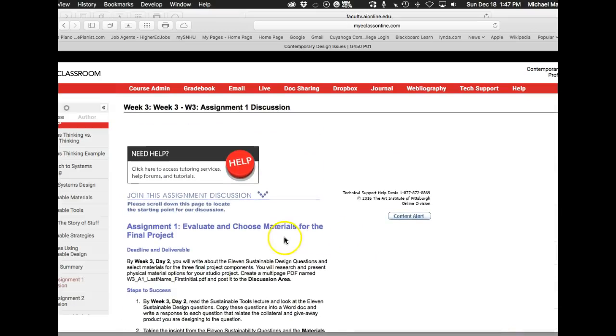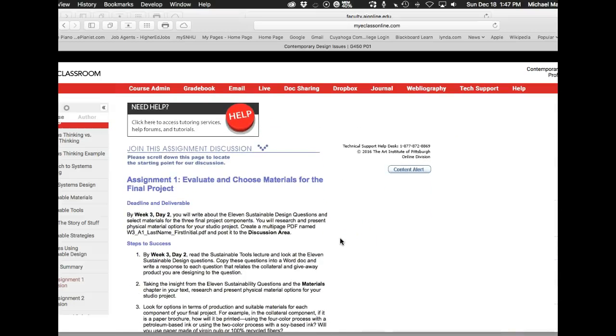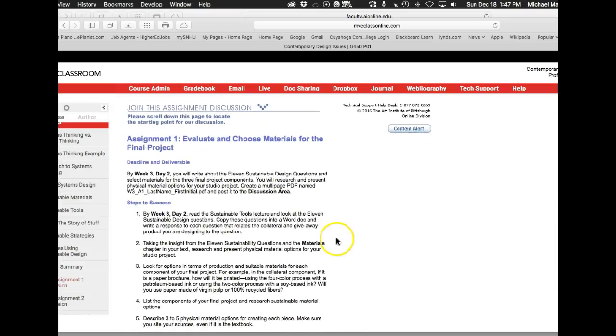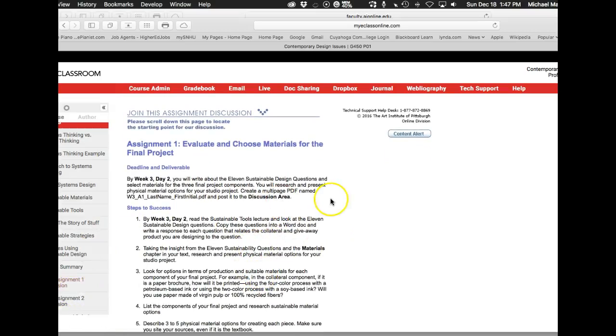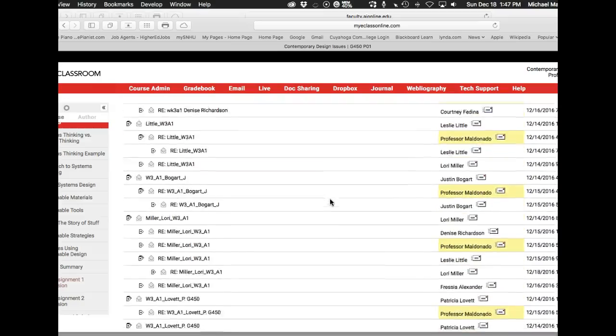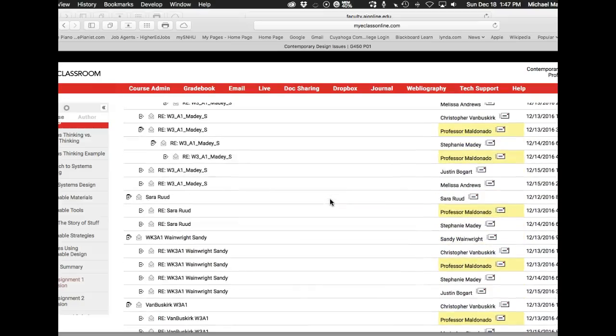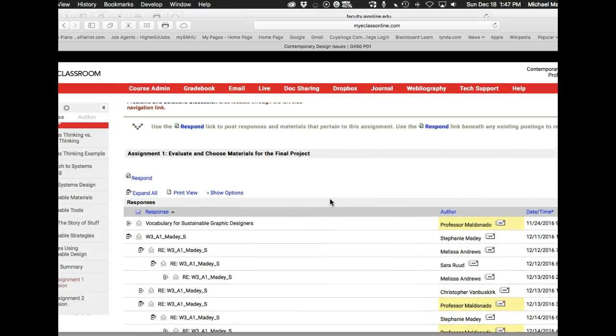And that started with evaluate and choose materials for the final project for week 3, assignment 1. So we talked about the 11 sustainable questions, and you guys put your work through those 11 sustainable questions. I asked a lot of you to repost because I didn't think that you were being as complete as you possibly could. As you've probably noticed by now, sustainability is very, very deep and very involved. That's why sustainable graphic designers who specialize in sustainable design get paid so much money, because it's very involved.